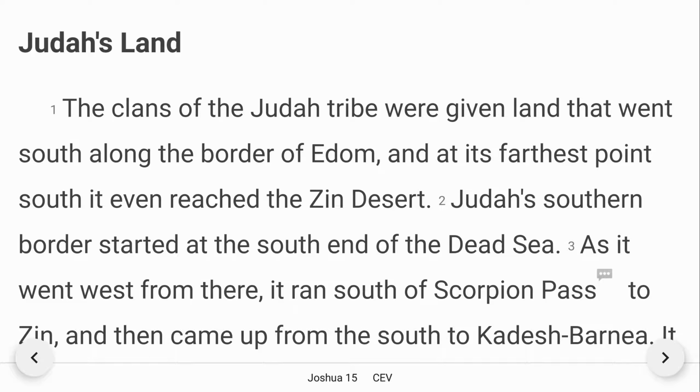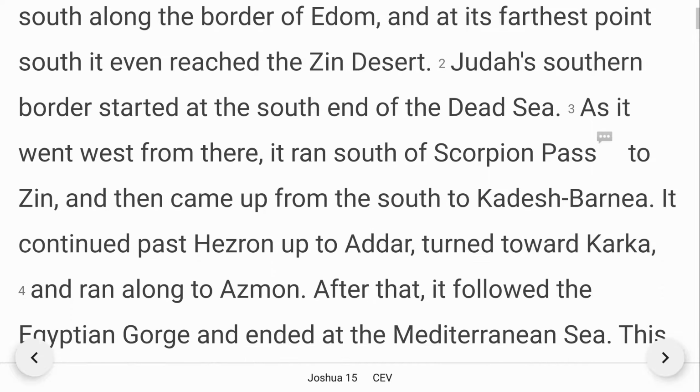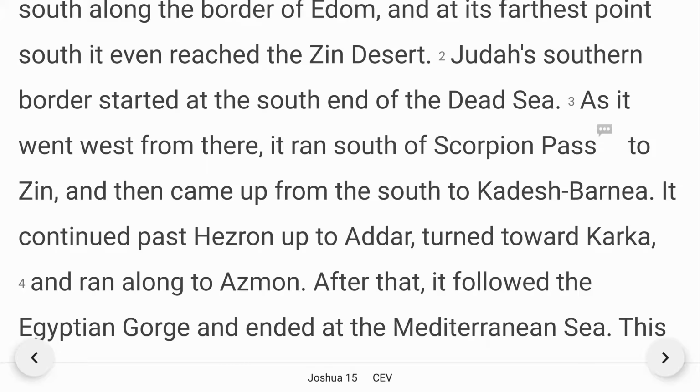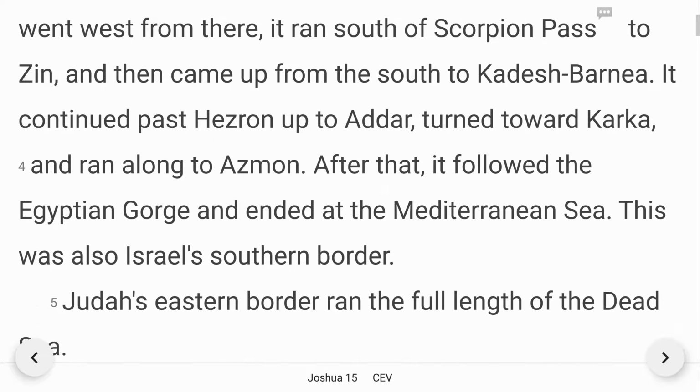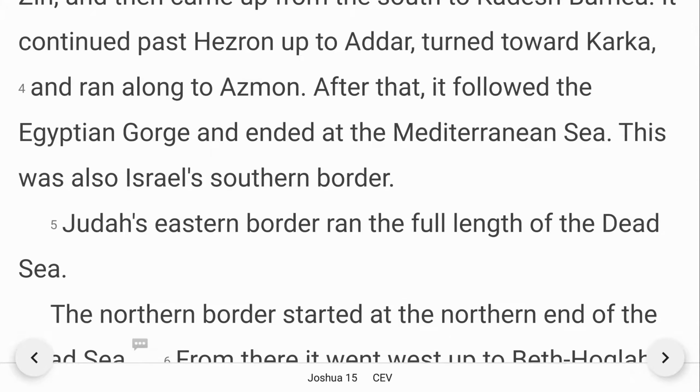As it went west from there, it ran south of Scorpion Pass to Zin, and then came up from the south to Kadesh Barnea. It continued past Hezron up to Adar, turned toward Karka, and ran along to Asmon. After that, it followed the Egyptian Gorge and ended at the Mediterranean Sea. This was also Israel's southern border.